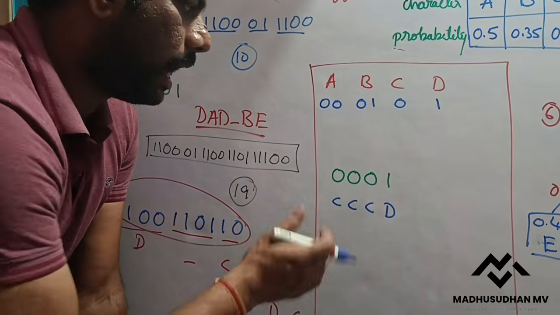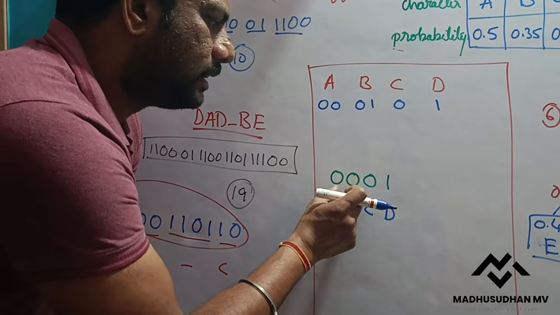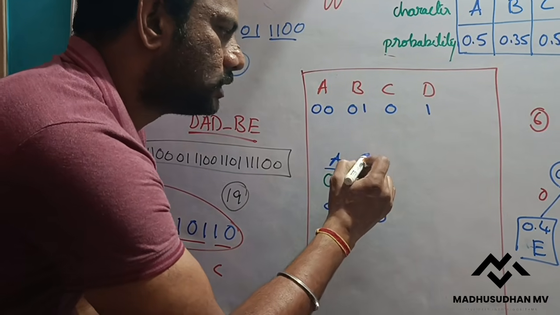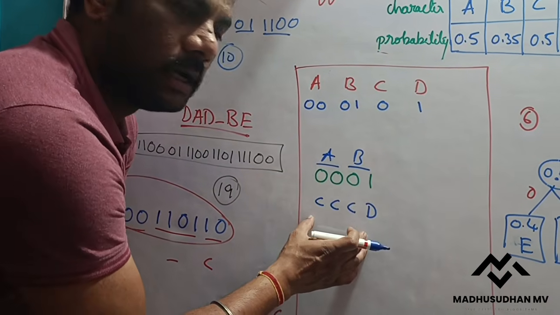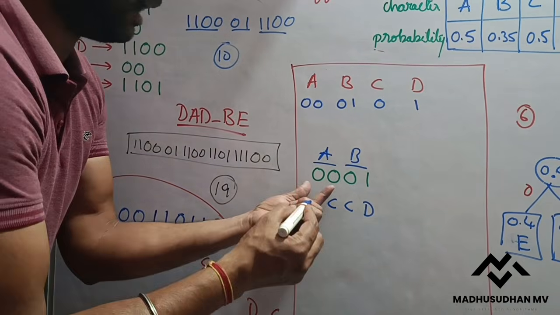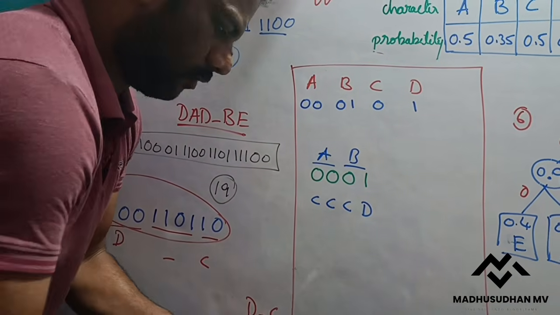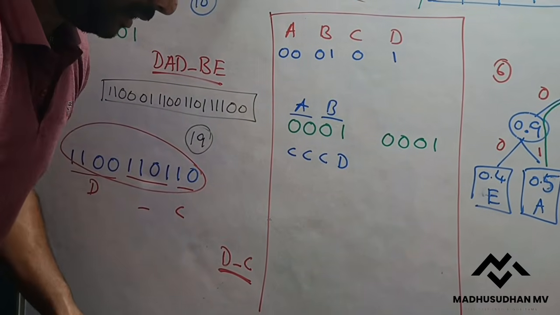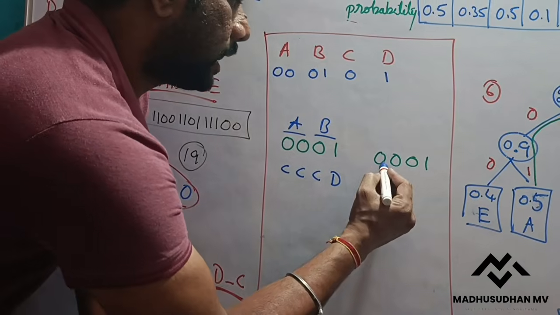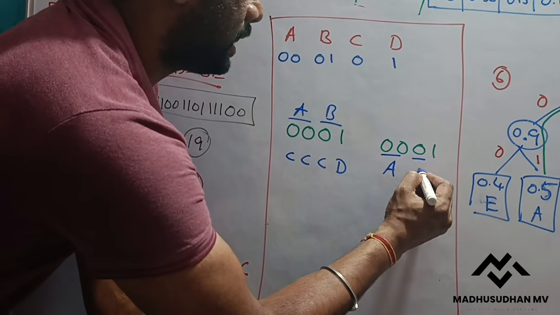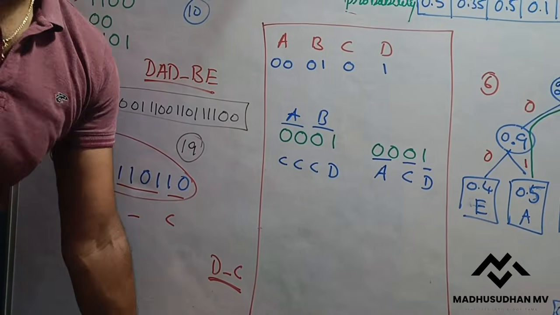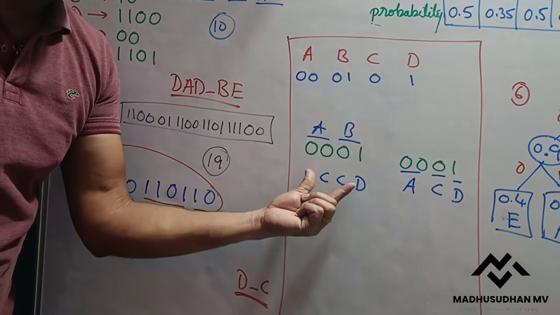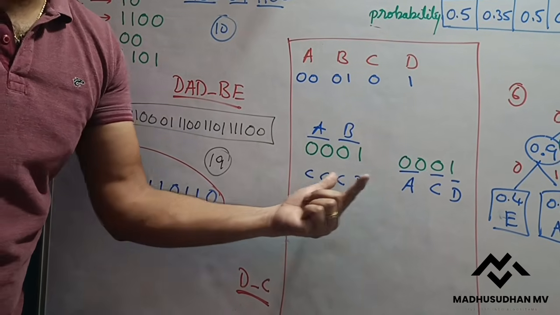This is one possibility. But instead of taking 0 alone, I can take these two bits as A, and then 0, 1 is B. So it may be AB, or maybe CCCD, or suppose I take this as A, then this 0 as C, and this 1 as D. That means there is ambiguity. The same code can be decoded as CCCD or AB, so which is right?